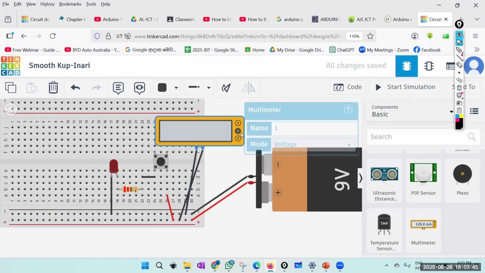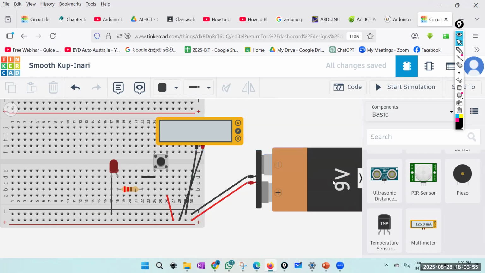Then you need to tell what mode you are in. Voltage, yes, it's all correct. I want to measure voltage and I should get somewhere around 9 volt. Now I'm going to start the simulation. And it says 9 volt. Whether you push the button or not, it is 9 volt.